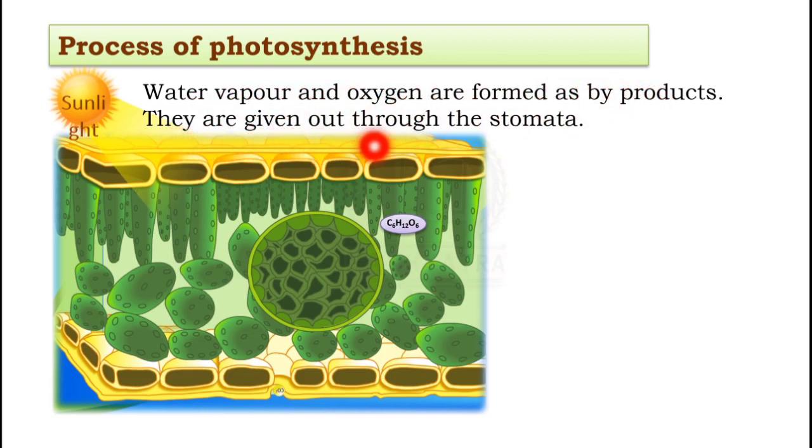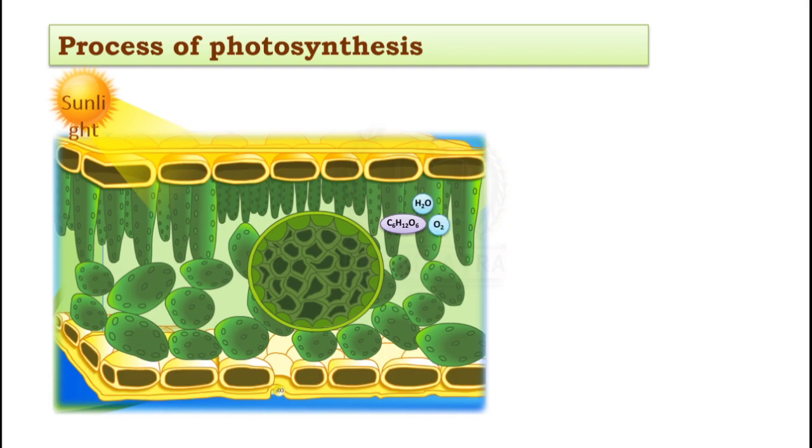They are given out through the stomata. In this whole reaction, two byproducts come out: water vapor and oxygen. Where do they come out from? Yes, it passes out through the stomata.